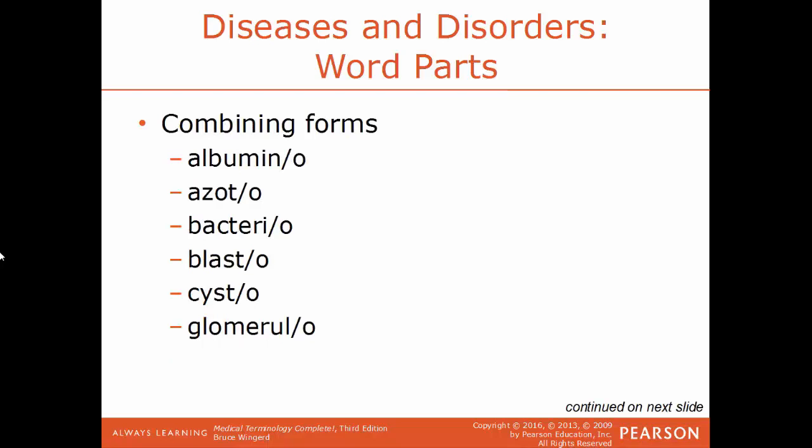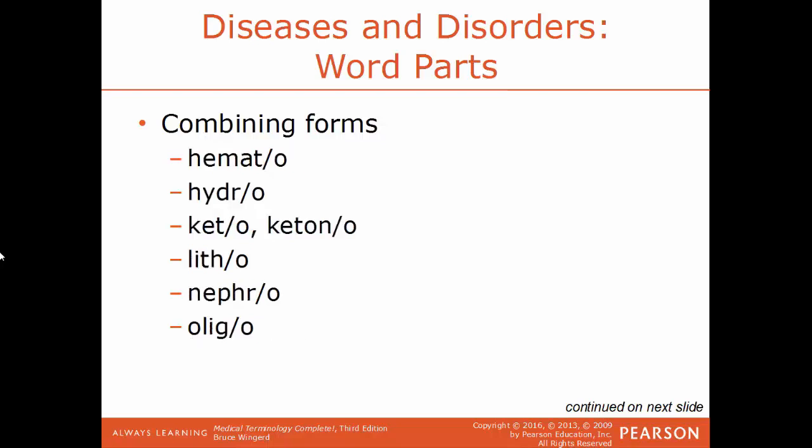Some common combining forms. Albumino means protein. Azoto means nitrogen or urea. Bacterio means bacteria. Blasto means a forming cell. Cysto means a cyst or a fluid-filled sac. And glomerulo is a reference to the glomerulus, which is the filtering unit of the kidney. Hemato means blood. Hydro means water. Keto or ketono is a reference to ketones or acetones.